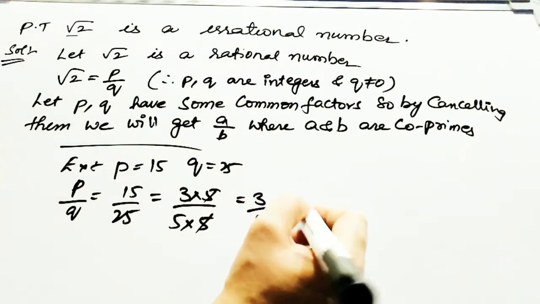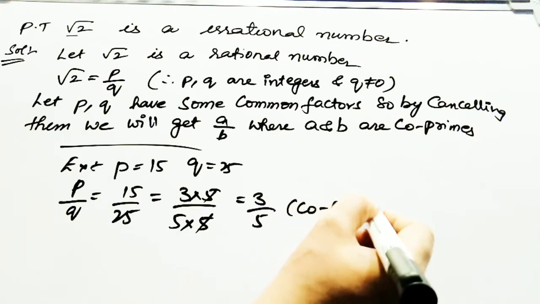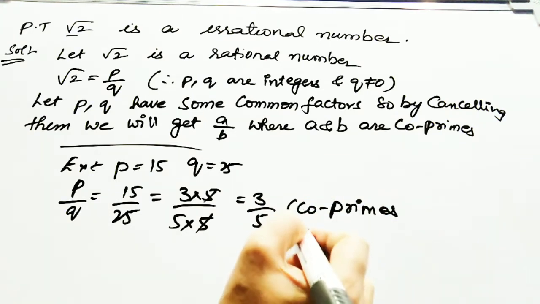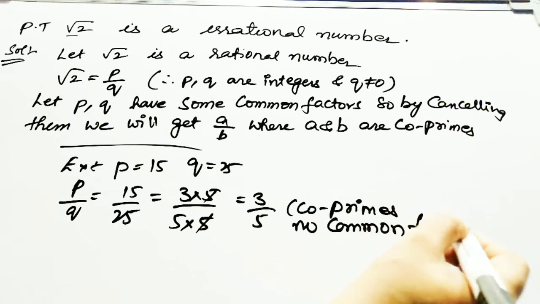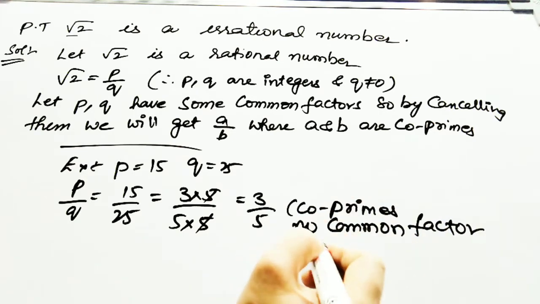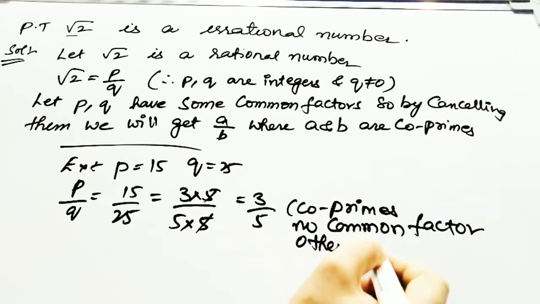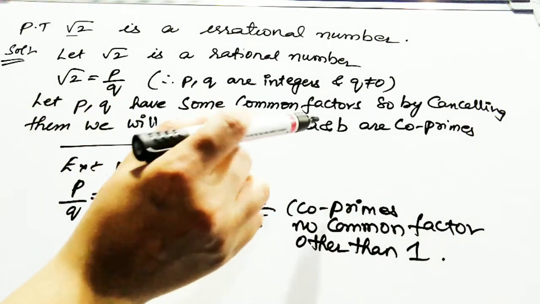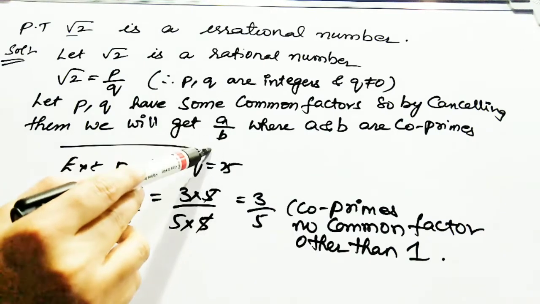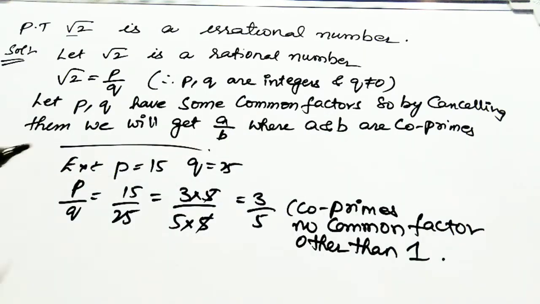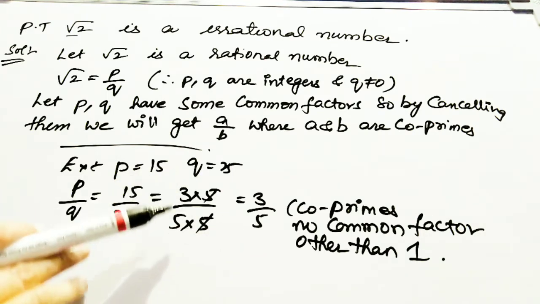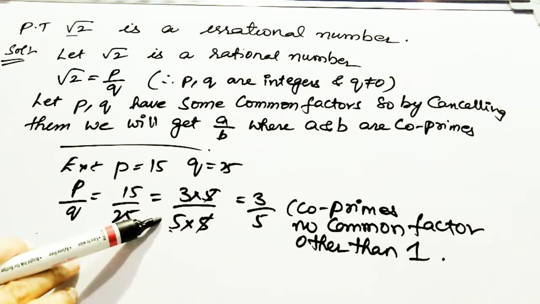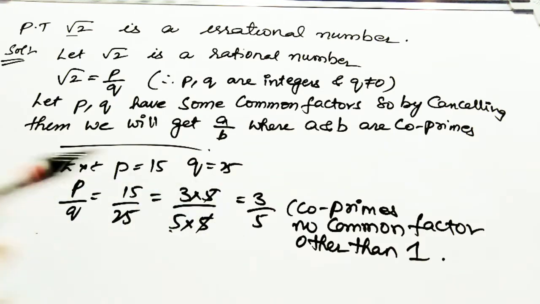You are making this co-primes. What do you mean by co-primes? It means no common factor other than 1 is called co-prime. So let p by q have some common factor. By cancelling them we get a upon b where a and b are co-primes. With the help of the example we showed that we cancel common factors and get numbers that are considered co-primes.